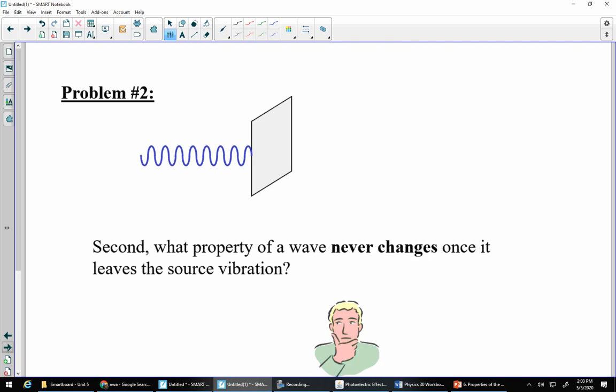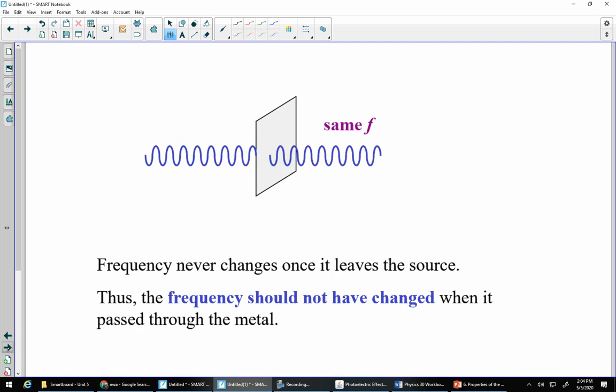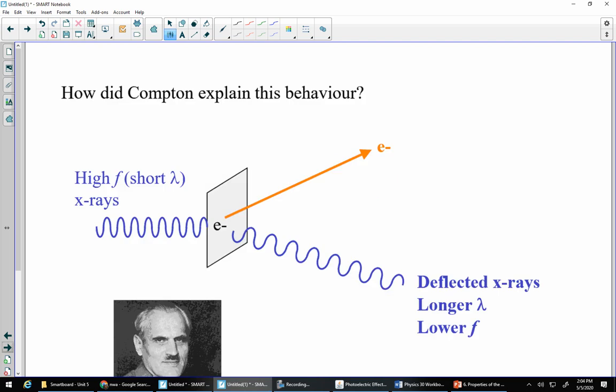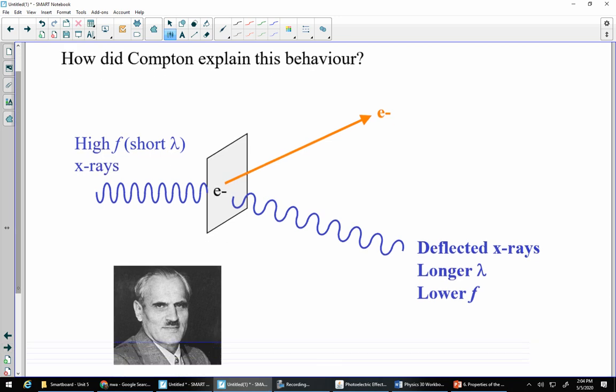The second problem, and this is a really big one, is that when we're talking about a true wave, what never ever changes? The frequency doesn't change. So it shouldn't deflect and it shouldn't change frequency, but here we are, we've got EMR that has changed its frequency. Its frequency has decreased and its wavelength has increased. That is not something that happens with waves, not with true waves anyways. So how did Compton explain this behavior? Well, let's jump right into it.